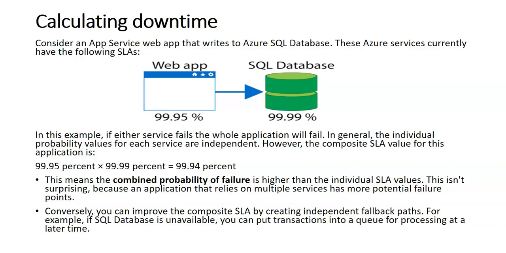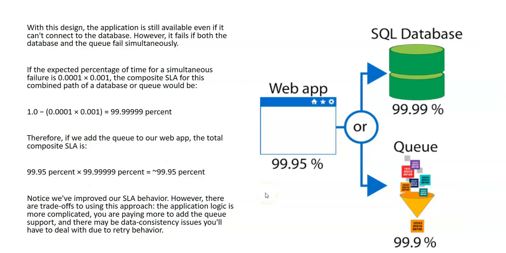This means the combined probability of failure is higher than the individual SLA values. This isn't surprising because an application that relies on multiple services has more potential failure points. Conversely, you can improve the composite SLA by creating independent fallback paths. For example, if the SQL database is unavailable, you can put transactions into a queue for processing at a later time. With this design, the application is still available even if it can't connect to the database. However, it fails if both the database and the queue fail simultaneously.